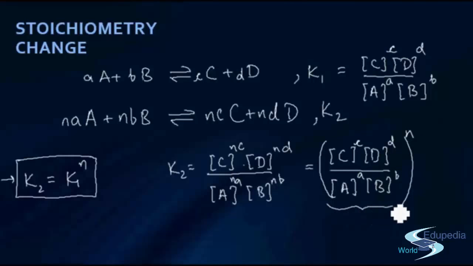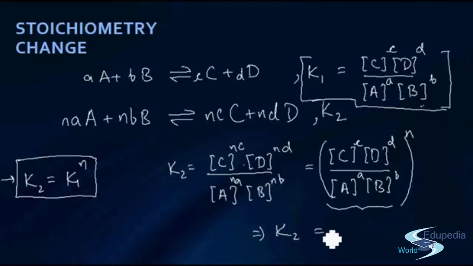And what is this? This is simply equal to your K1. That means K2 is nothing but K1 raised to power small n. So this is how you can change the stoichiometry and find out the corresponding change in equilibrium constant. Just remember that n can be any value. For example, it can be 3, or n can be say 5 by 4. But whatever that value is, it has to be multiplied on both sides of the chemical equation simultaneously.